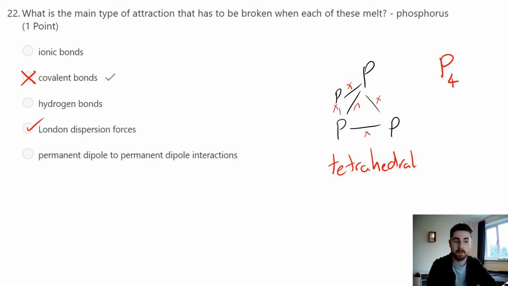Because permanent dipole to permanent dipole only occurs between polar molecules. Hydrogen bonds only occur between polar molecules with NH, OH or FH groups. And ionic bonds occur in ionic compounds, and we're just talking about an element here.